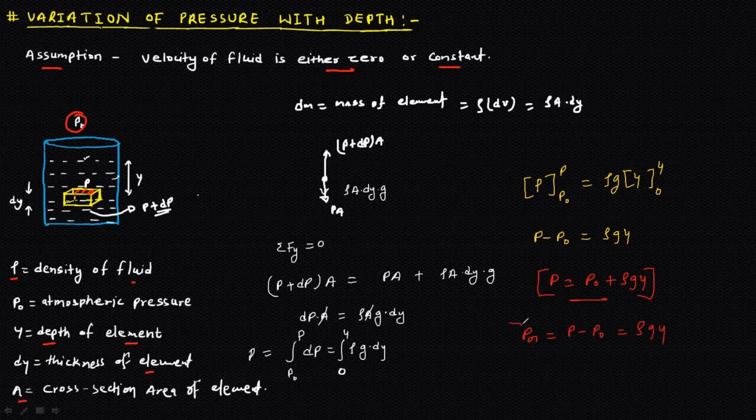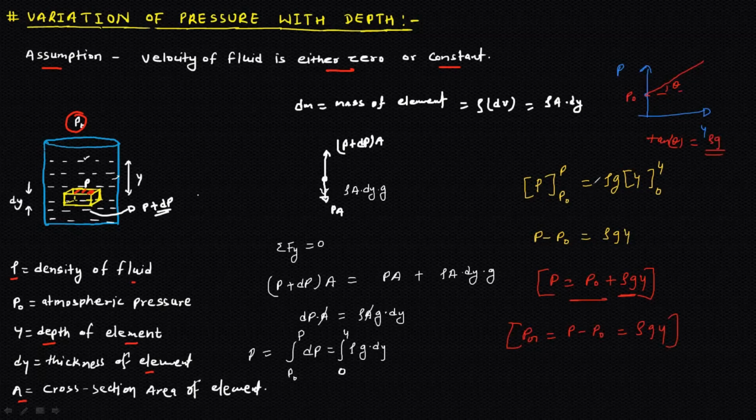Now you can see this is a linear variation of pressure. If you want to draw the graph between pressure and depth, it would look something like this. This is pressure and this is depth. At zero depth the pressure is P naught, and it rises like this, so the graph is a straight line. The slope of the graph, tan theta, will be dP divided by dy, and that is rho g.